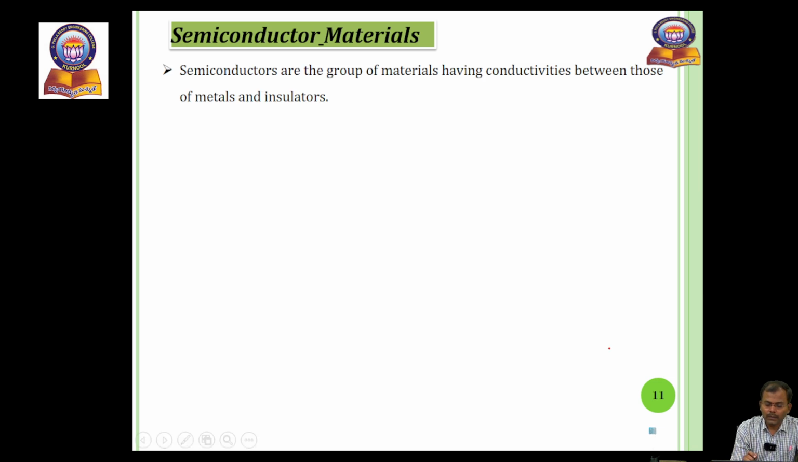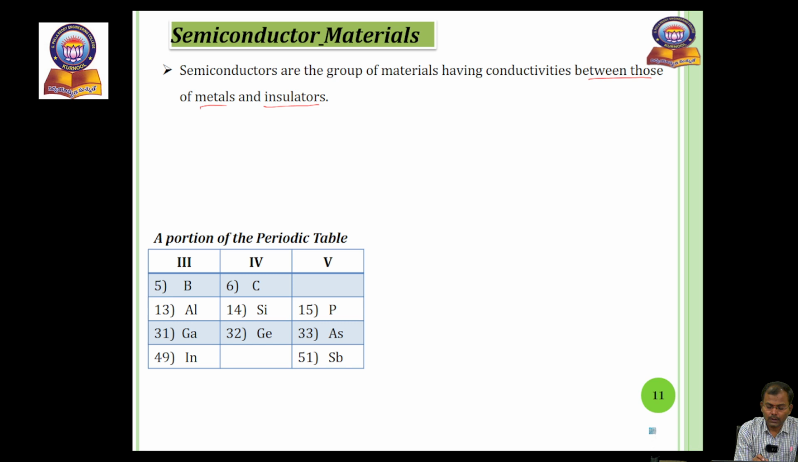Then we discuss specifically about semiconductor materials. Semiconductors are the group of materials having conductivity between those of metals, the conductors, and insulators. So you can see the periodic table. The third group elements: boron, aluminum, gallium and indium. Fourth group elements: carbon, silicon and germanium. Fifth group elements: phosphorus, arsenic and antimony.